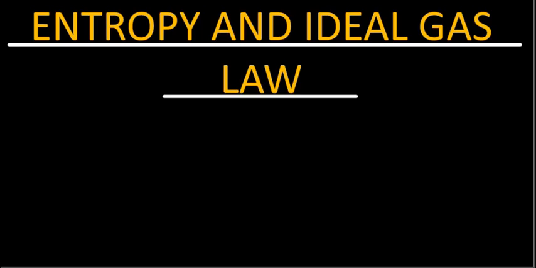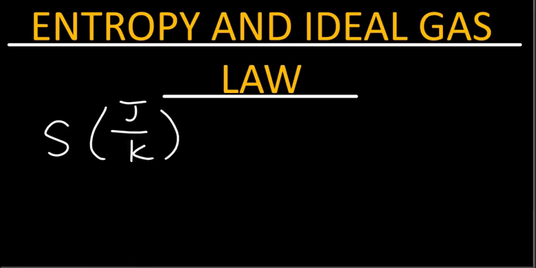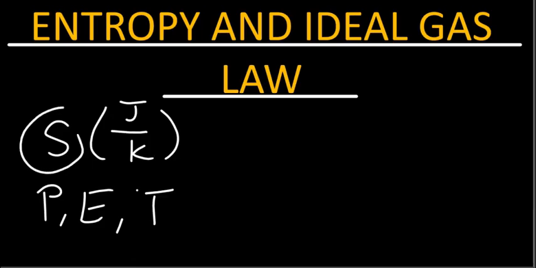Welcome back. In today's video, we shall look at entropy and calculate the change in entropy in the expansion of an ideal gas. Entropy, which has a unit of joules per Kelvin, is a property of the state of a system, just like pressure, energy, and temperature. Thus, the value of entropy at a particular state is independent of how that state is reached.